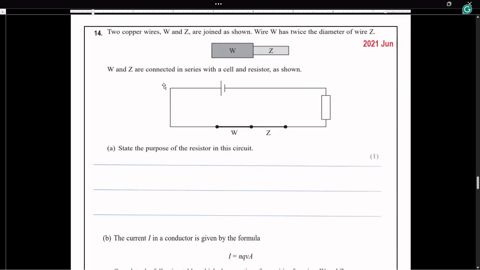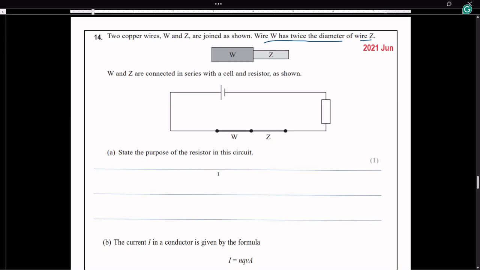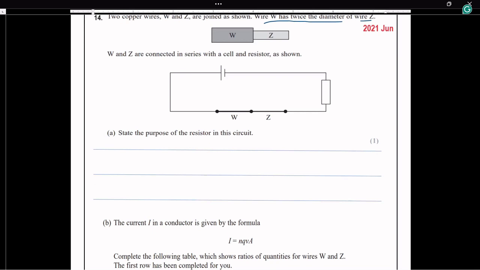Now we move on to the next question. Two copper wires W and Z are joined in such a way that wire W has twice the diameter of wire Z. Now the first part of the question is, state the purpose of the resistor in the circuit. So the resistor is used in the circuit to control the current in the circuit or to avoid overheating. So let us write the answer. Resistor is used to control the circuit current.